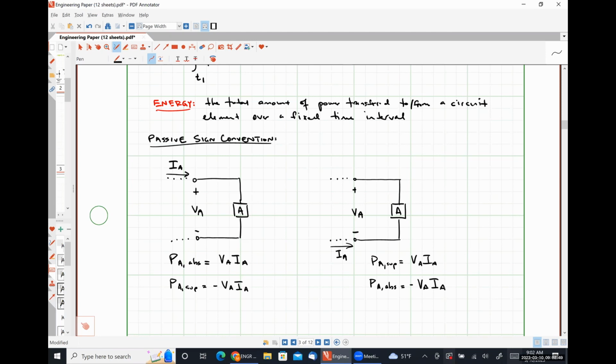So effectively, when the current is flowing through the positive polarity terminal, absorbed power is I times V. If the current is flowing into the negative polarity terminal, the supplied power is I times V. And if we want the opposite quantity, we just change the sign. That's it. Okay. Again, it doesn't have to be harder than that.